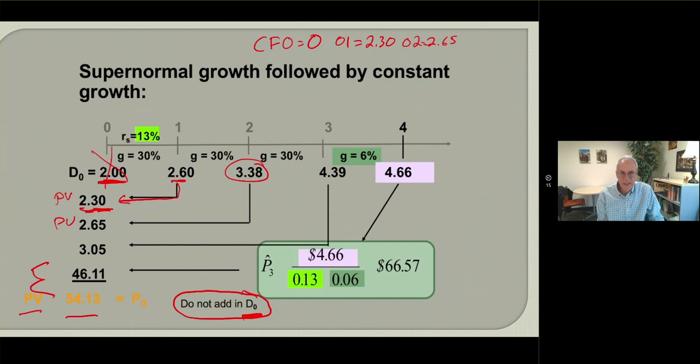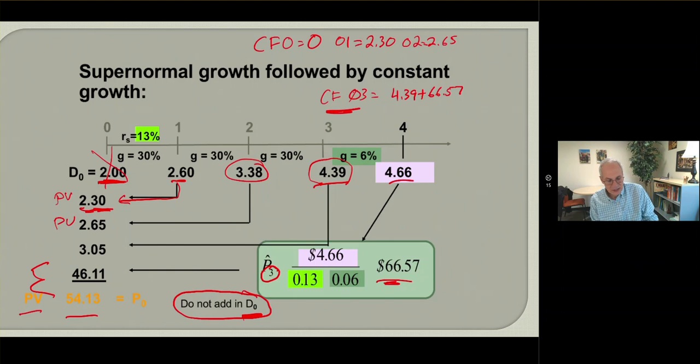Now here's where it gets tricky. What is cash flow 3? Cash flow 3. Is it 4.39? Is it 66? Is it 4.66? What do you put in? Well, it definitely is 4.39. Is the 66 included in it? Well, where is the 66? It is the price in year 3. So we would add 4.39 and 66.57 together to get cash flow in year 3.